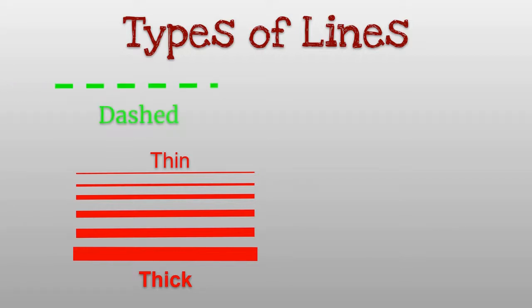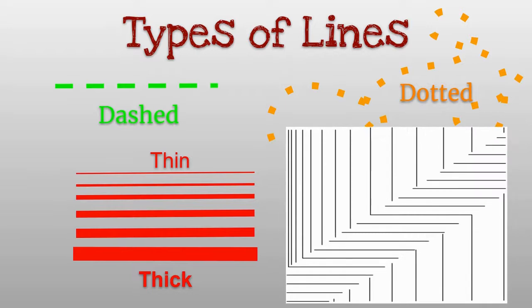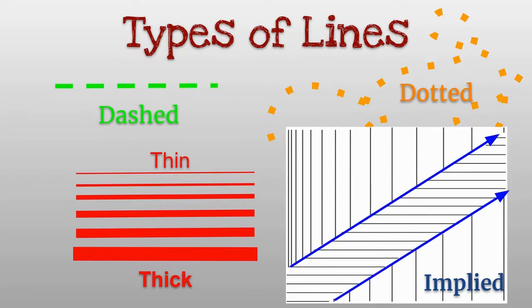You can have dashed lines, like the lines on a street. You can have dotted lines. You can even have something that's called implied lines. So for example, in this picture, all of the lines are vertical or horizontal, but there are implied lines that are diagonal. So when we look at this picture, our eyes see the diagonal lines that are here and here, even though they're not actually drawn in. Those are implied lines.